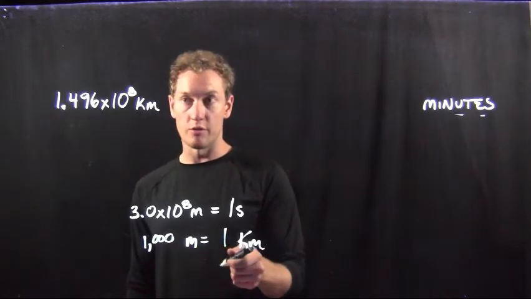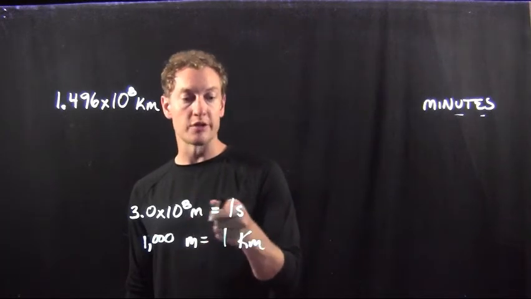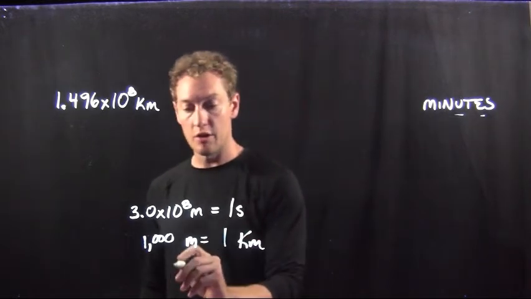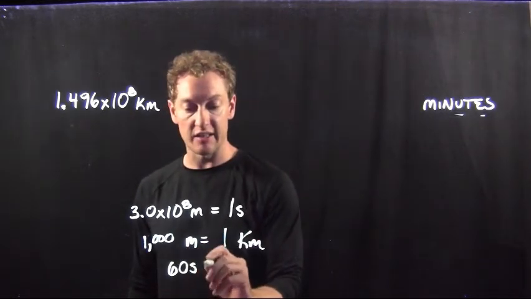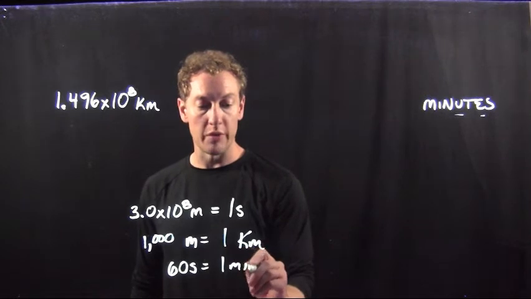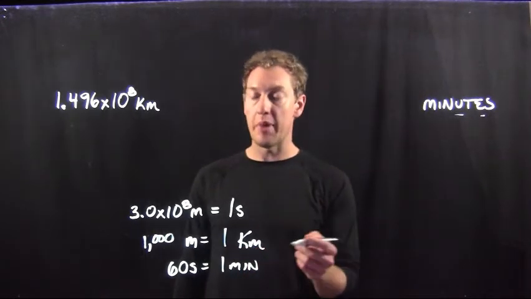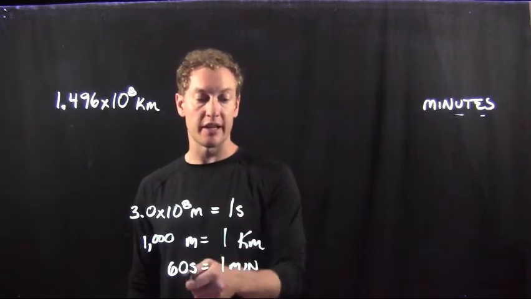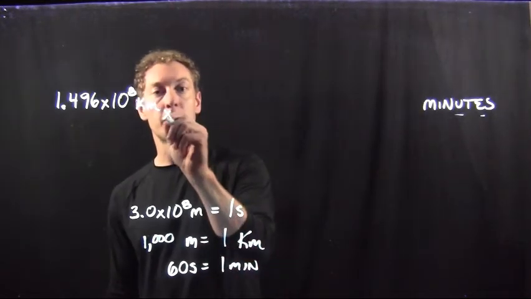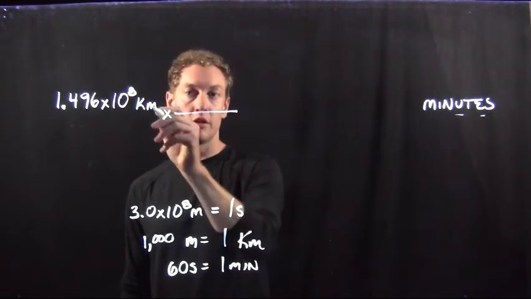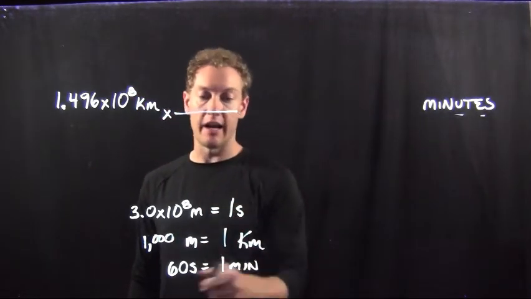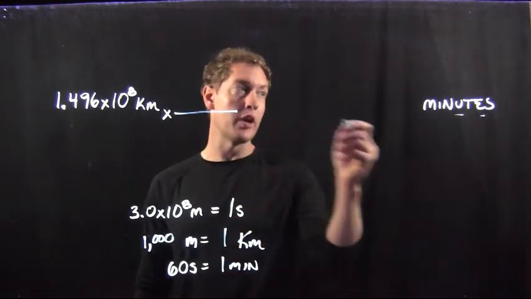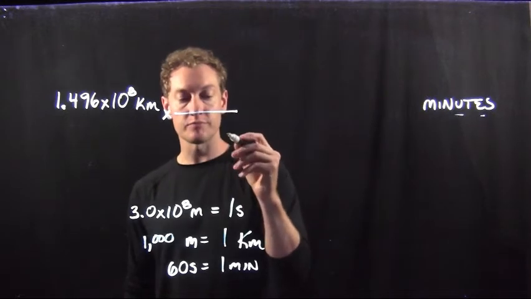And then, so kilometers to meters, meters to seconds, and then seconds I can convert to minutes. We know that 60 seconds is equal to 1 minute. So now I have a path worked out. Kilometers to meters, meters to seconds, seconds to minutes. I'll multiply this up to do my converting, and then my facts that I have here to use, I will orient it so that they divide away, leaving me with just minutes.